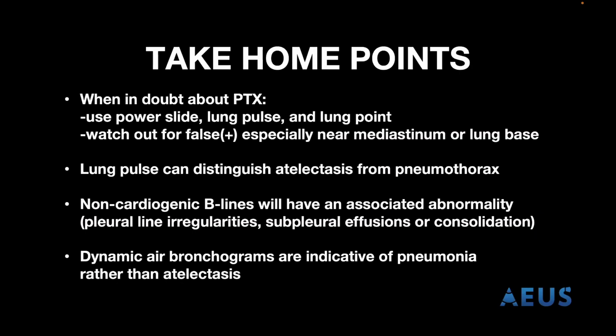We covered a lot of content, but we'll leave you with a few take-home points. When in doubt about pneumothorax, use power slide, lung pulse, and lung point. Watch out for false positives, especially near the mediastinum or lung base. Lung pulse can distinguish atelectasis from pneumothorax. Non-cardiogenic B-lines will have an associated abnormality like a pleural line irregularity, subpleural effusion, or consolidation. And lastly, dynamic air bronchograms are indicative of pneumonia rather than atelectasis.